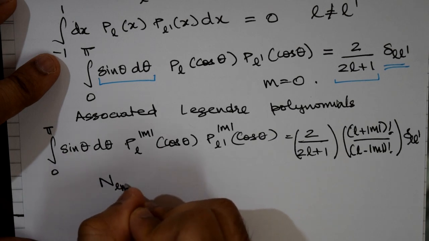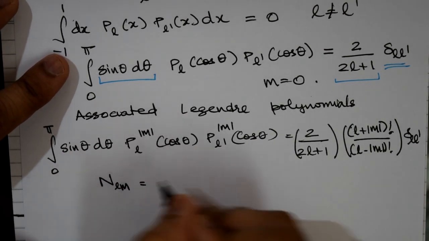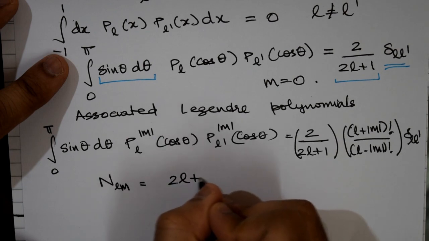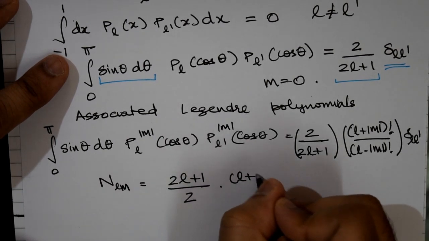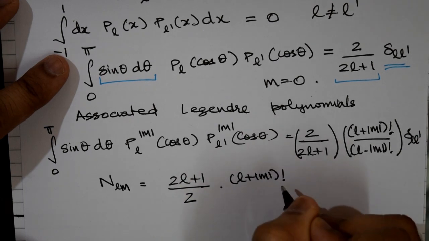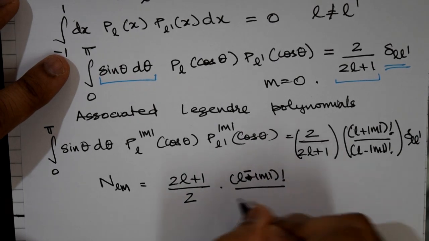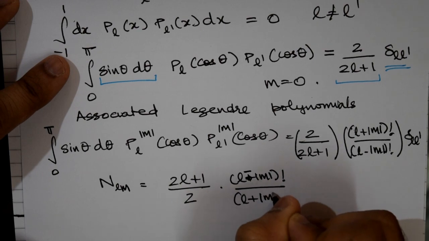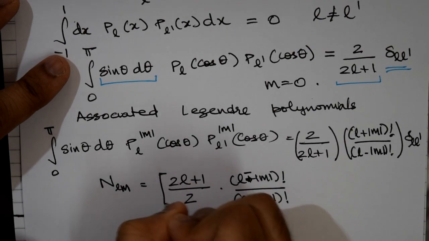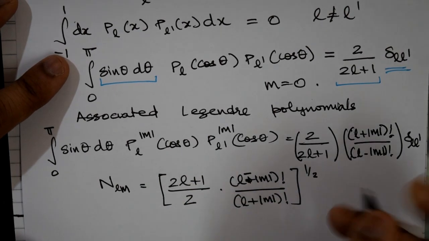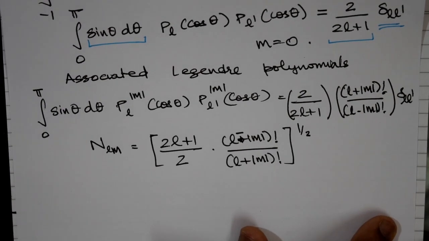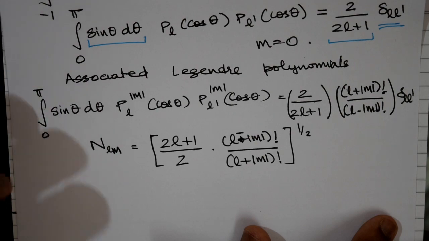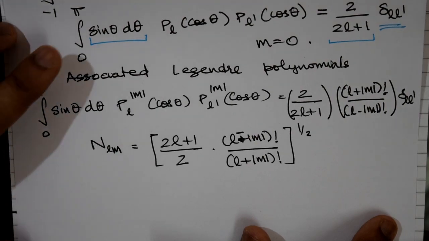where the normalization constant N L m that comes from this portion will be equal to just the inverse of it, 2L plus 1 divided by 2 times L minus mod m, the whole factorial, divided by L plus mod m, the whole factorial, with a square root. The square root comes because of the fact that you are going to have a psi star psi that is going to be equal to 1. Psi star psi d tau integrated over the entire region is going to be equal to that.